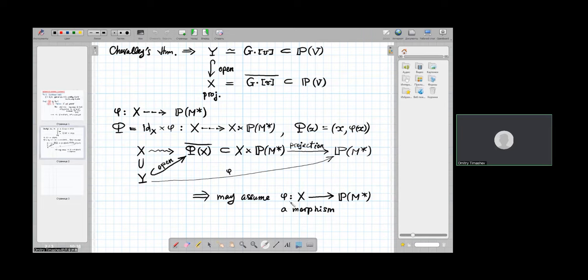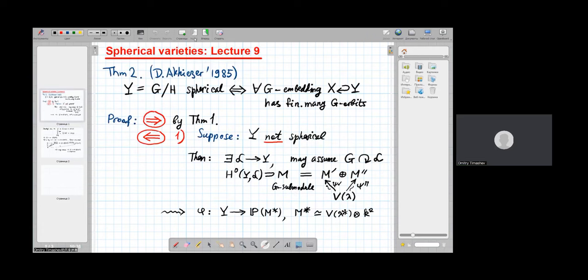Professor, I want to ask a question about the decomposition of M. M is isomorphic to the sum of two V lambda, right? Yes. Is lambda a linear representation of H? No. Lambda is the highest weight. It is a vector in the character lattice of the Borel subgroup of G, or the maximal torus of G. Yes, this is my standard notation for an irreducible representation of G.